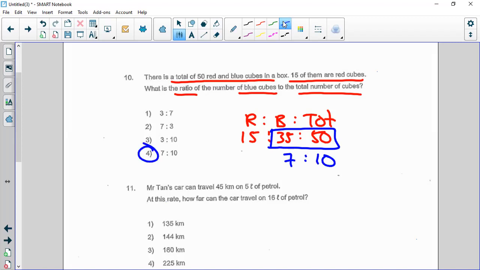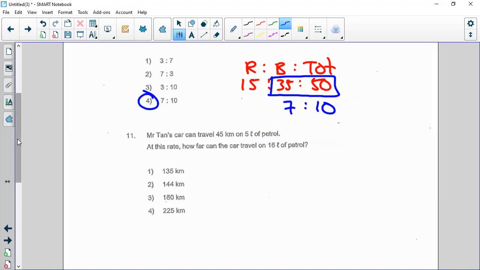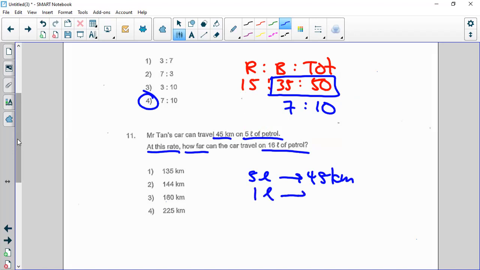All right, now let's go to question 11. Mr. Tan's car can travel 45 kilometers on 5 liters of petrol. At this rate, how far can he travel on 16 liters of petrol? So 5 liters, arrow, 45 kilometers. When you do it this way, it's easier to know what to do next, because the next step is to find 1 liter. So 1 liter is 45 what? Is it times, plus, divide, or minus? You divide by 5 on the left side, and on the other side you also must do the same. 45 divided by 5 gives you 9 kilometers. So 1 liter is 9 kilometers.